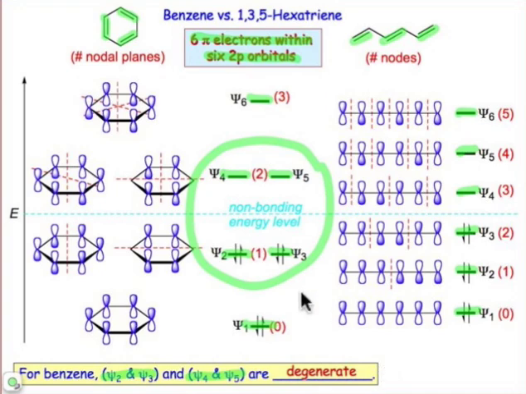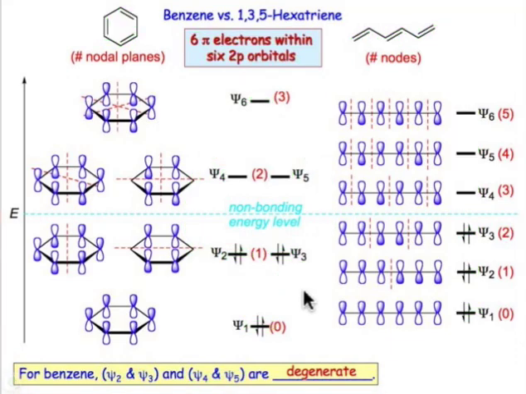The calculation that yields these energy levels is something that you don't need to know, but what we would like to do is to analyze the pictures, the molecular orbital pictures, to try to understand in more detail why these molecular orbitals have the structure that they do. Let's start with the hexatriene.